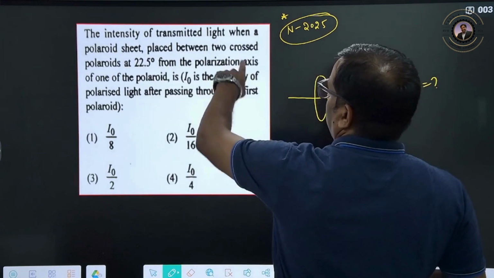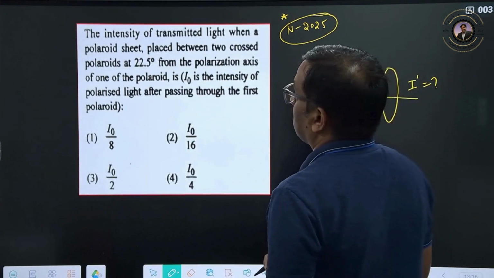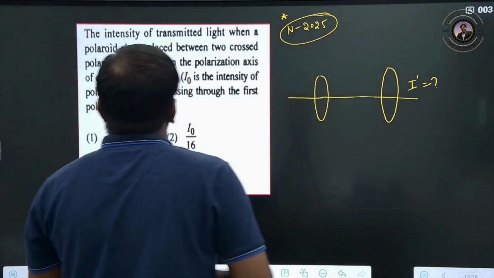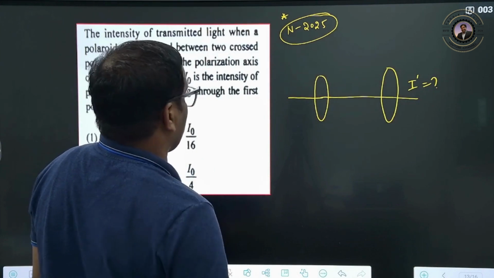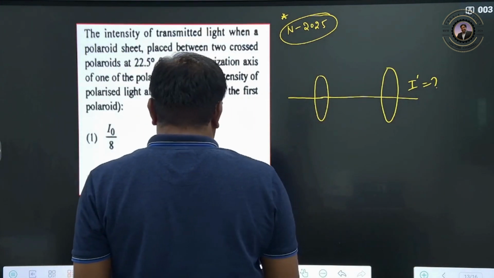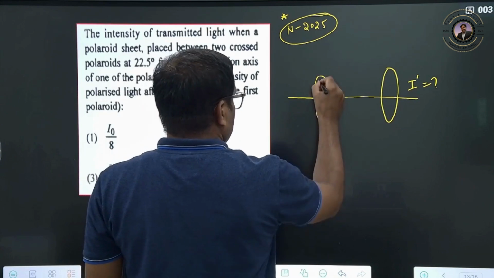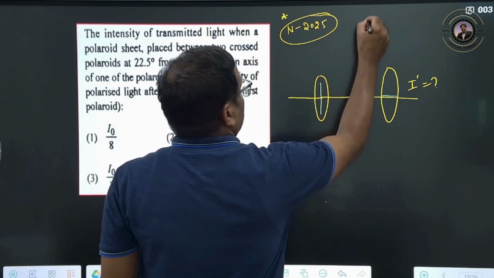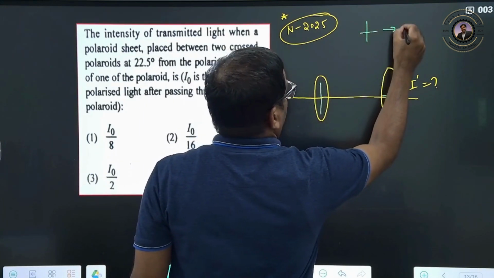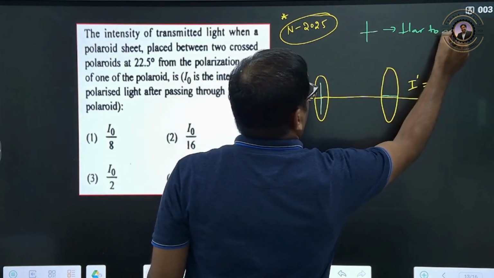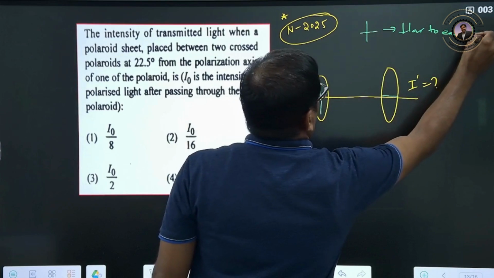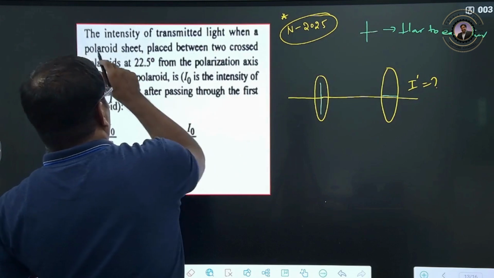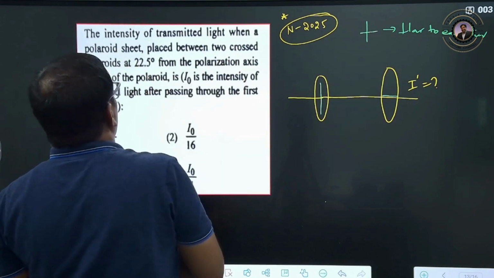So placed between the 2 crossed polarizers, right. So therefore he is asking, right. So these are the two crossed sheets. Therefore two crossed means what will happen now? They are perpendicular to each other. Clear? So crossed means, you remember, crossed means perpendicular to each other. Clear?